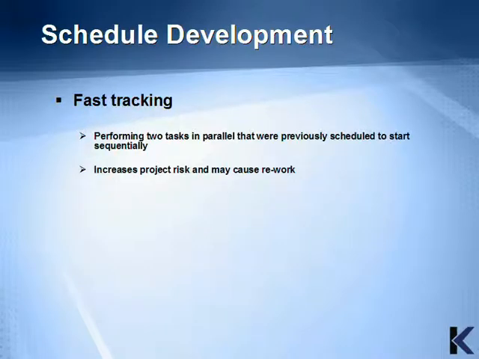Fast tracking is performing two tasks in parallel that were previously scheduled to start sequentially. It's important to note that this increases project risk and may cause rework, especially if you had a good reason for sequentially performing these tasks to begin with.